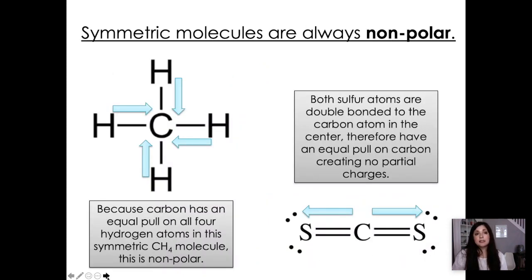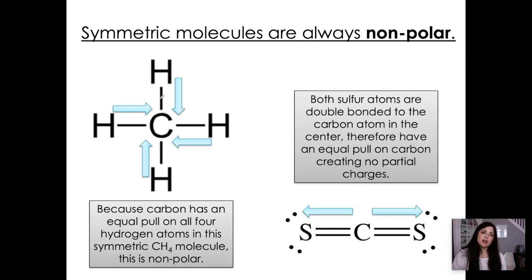Let's look at symmetric molecules. In this case, symmetric molecules are always nonpolar. A good example of that is methane, which is carbon tetrahydride. I have carbon in the center, and I have 4 hydrogens on all sides of this.